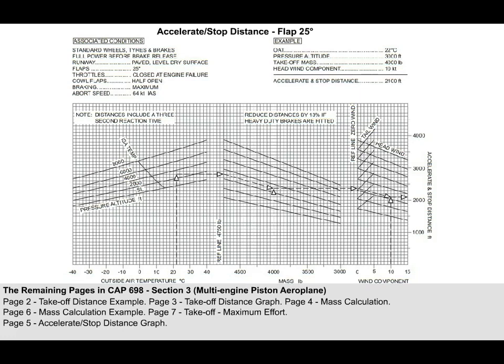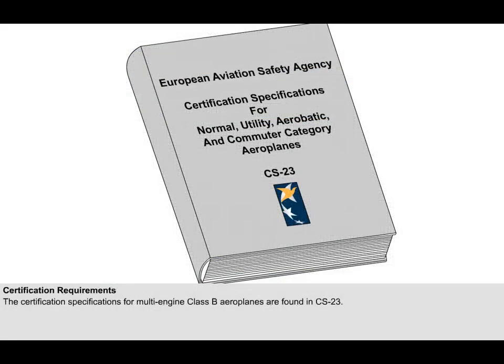You will need to practice using all these graphs, so ensure you work through the examples in the CAP 698 and those in the questions for each lesson. Doing this will help you improve your accuracy in the use of the graphs and help to consolidate your knowledge of the principles we have considered so far. The last part of the lesson will focus on some of the certification specifications for multi-engine Class B aeroplanes.